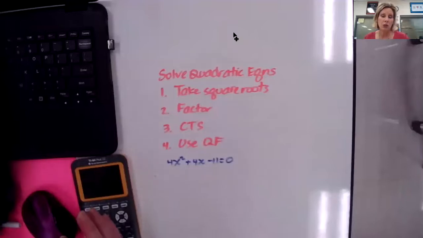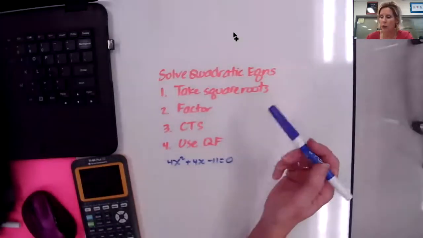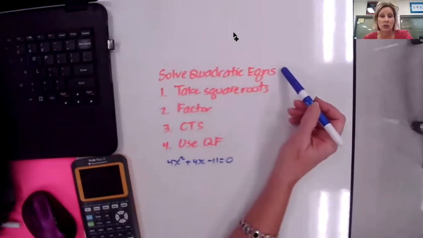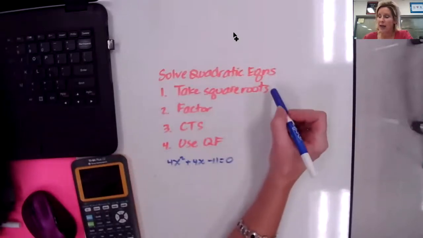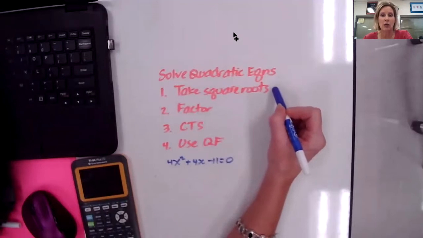So I want to remind you what you learned in Algebra 2A and probably talked about in Algebra 1 as well. There are 4 ways to solve quadratic equations. The absolute easiest way to solve the equations is to take square roots of both sides, but most equations are not set up to do this. But if they are set up to do it, it's the easiest and fastest. We'll talk about that next.